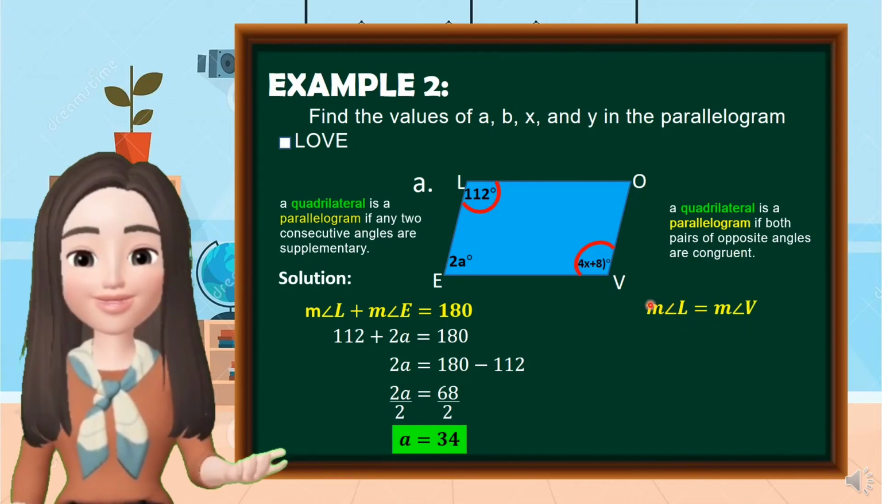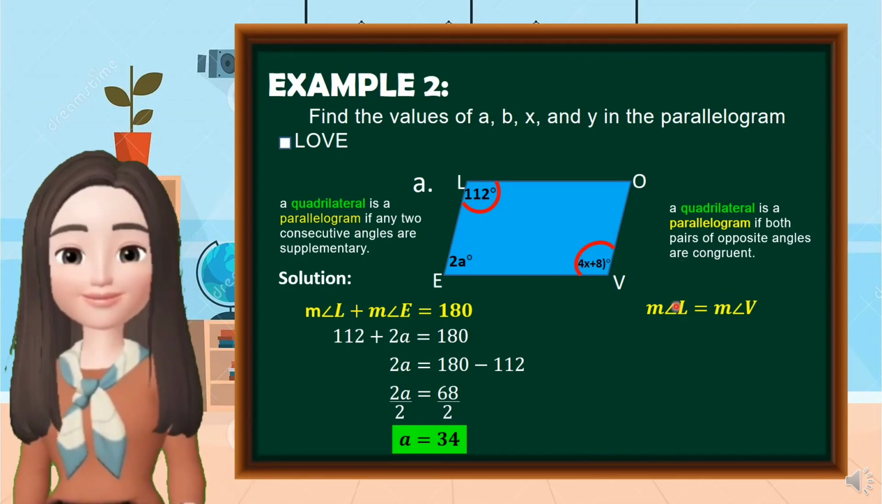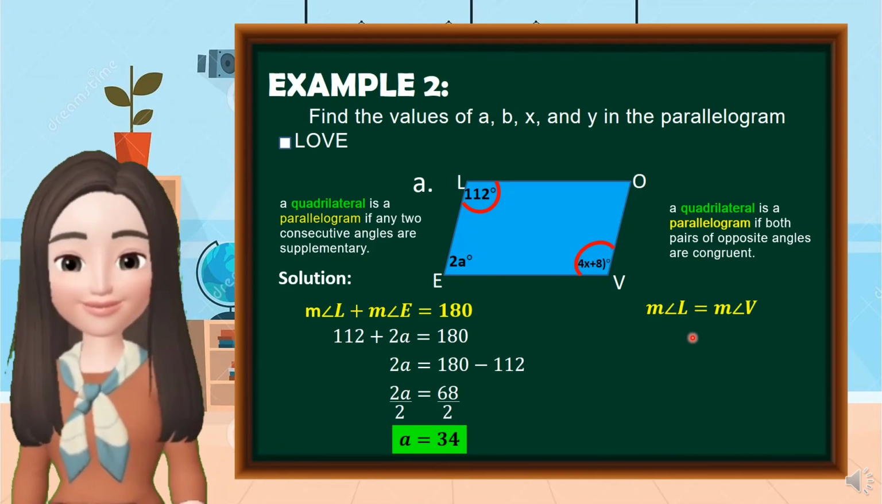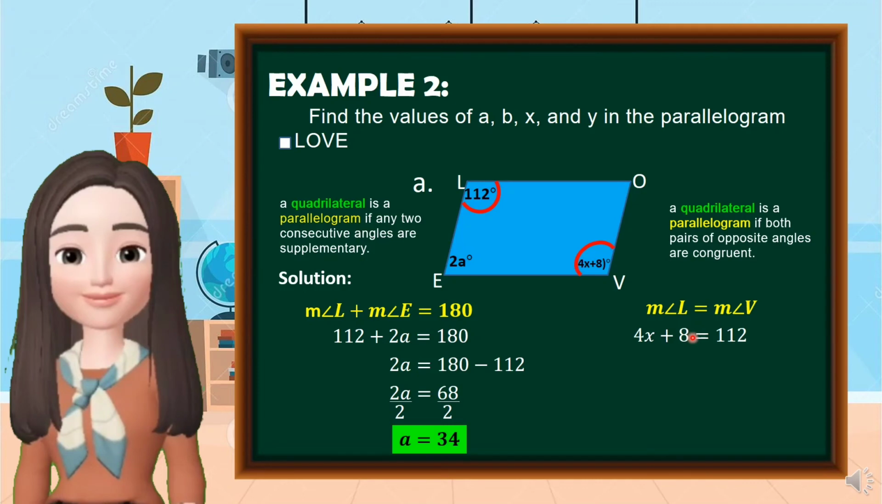Ma'am, bakit hindi nag-plus at equal? Kasi ang ginamit nating property ay yung ito, pairs ng opposite angles are congruent. So, base sa property, doon din tayo magpo-form ng ating equation. Si angle L ay congruent kay angle V. Therefore, ang measure ni angle L ay equal sa measure ni angle V. Maliwanag po? Alright. Let us substitute the values.